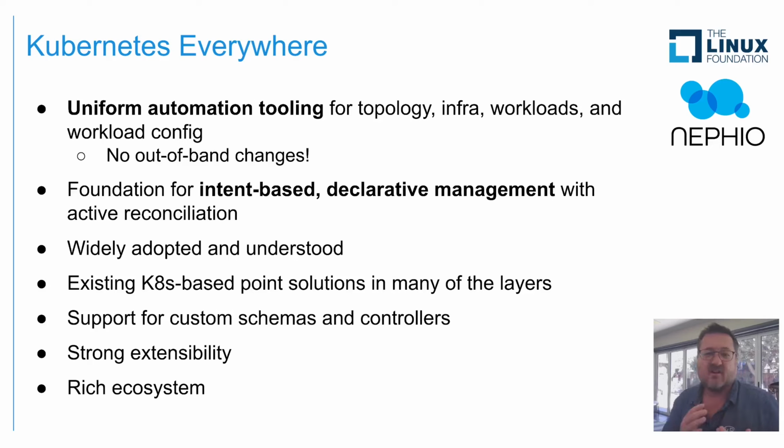But because Kubernetes has a very open, flexible architecture, it started with container orchestration, but that's really just one example, one use case you can use it for. It's been shown over the last several years with this idea of Kubernetes operators that we can build automations using the Kubernetes toolset that do this declarative management for many different things. And of course, Kubernetes is widely adopted. It's widely understood by a lot of people.